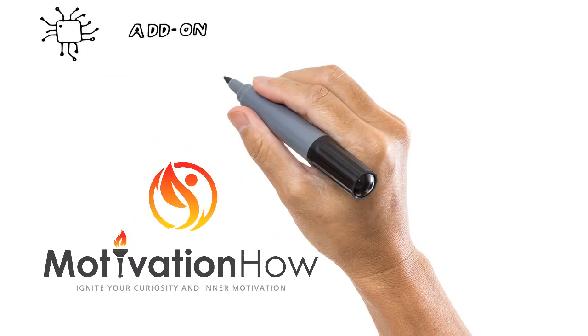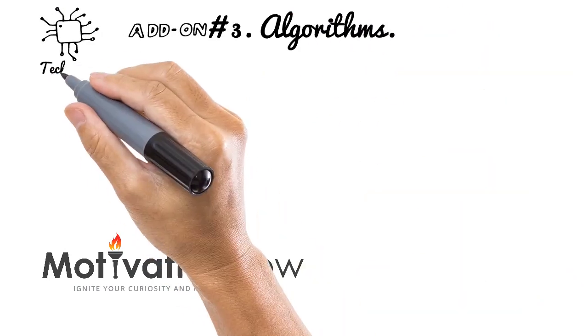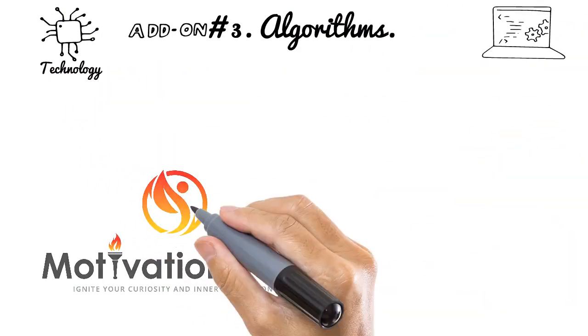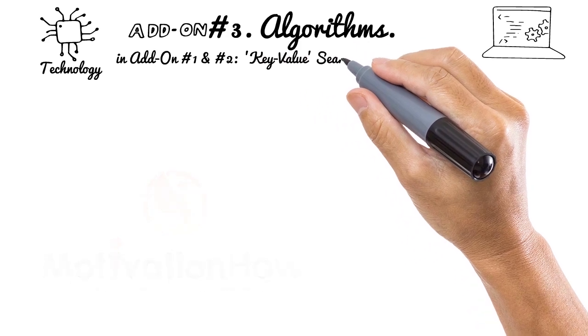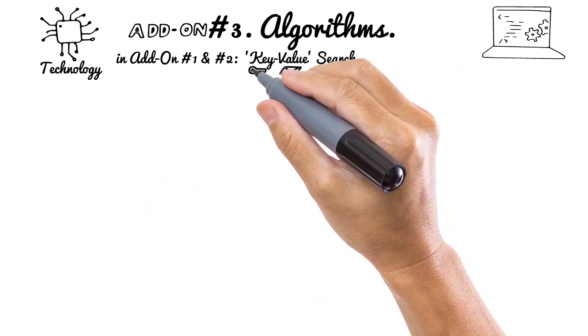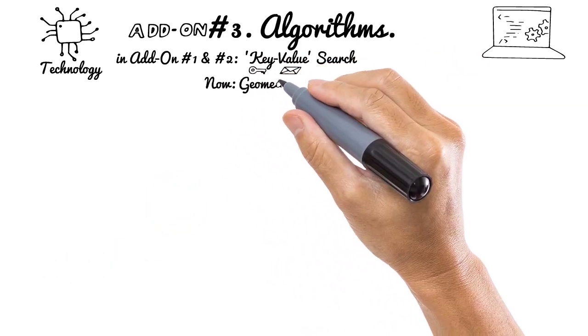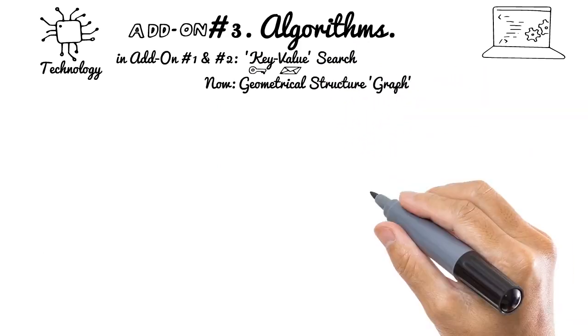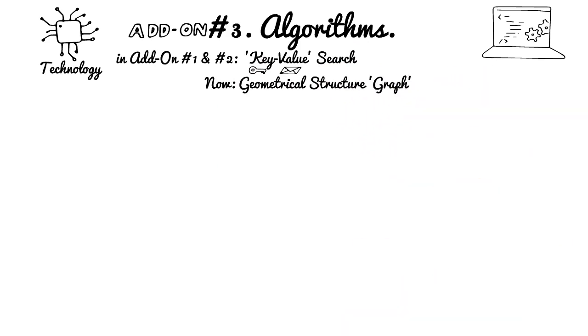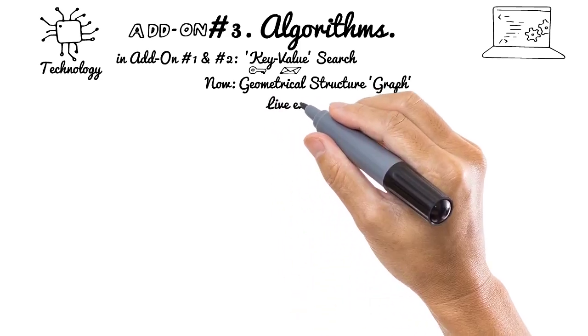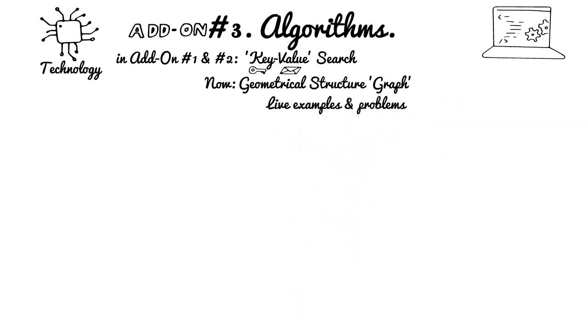Hello everyone! In the previous two add-on videos to Why Algorithms, we discussed Abstract Symbol Table API, which maintains key value pairs. In this video, we will discuss geometrical structure named graph. It's about some entities which may be linked, connected to each other. We will discuss real-life examples and a large set of problems involving graphs very soon.